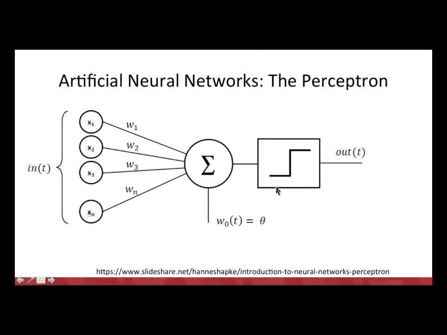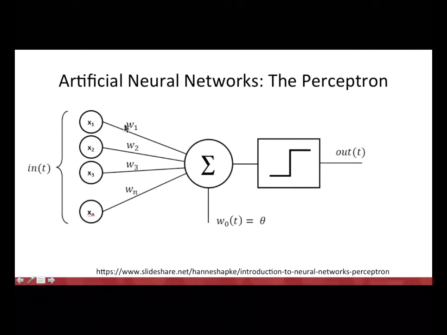Then a function is applied. And this function can be a variety of different things. I show it as a step. It can be just linear, a ramp, or it can be a sigmoid. There are lots of different functions that can be applied there. But the whole idea is I'm going to integrate these inputs and decide whether or not I fire as an output.